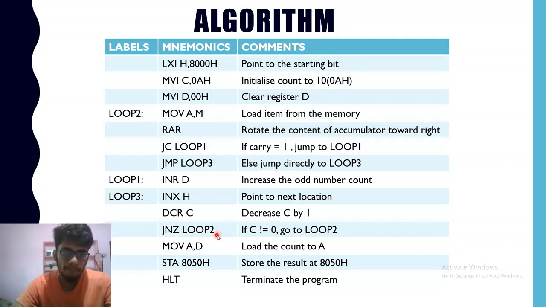If we have reached the end of the loop, then we will move to load our count into the accumulator. Otherwise, we will move back to loop 2, where we will load the next number in our series and continue with the same operation. Otherwise, if we have reached the end of the loop, then the count which is generated in the series of operations will be moved from D to the accumulator, then we will store it in the result at the 8050H location, and after that we will terminate our program.